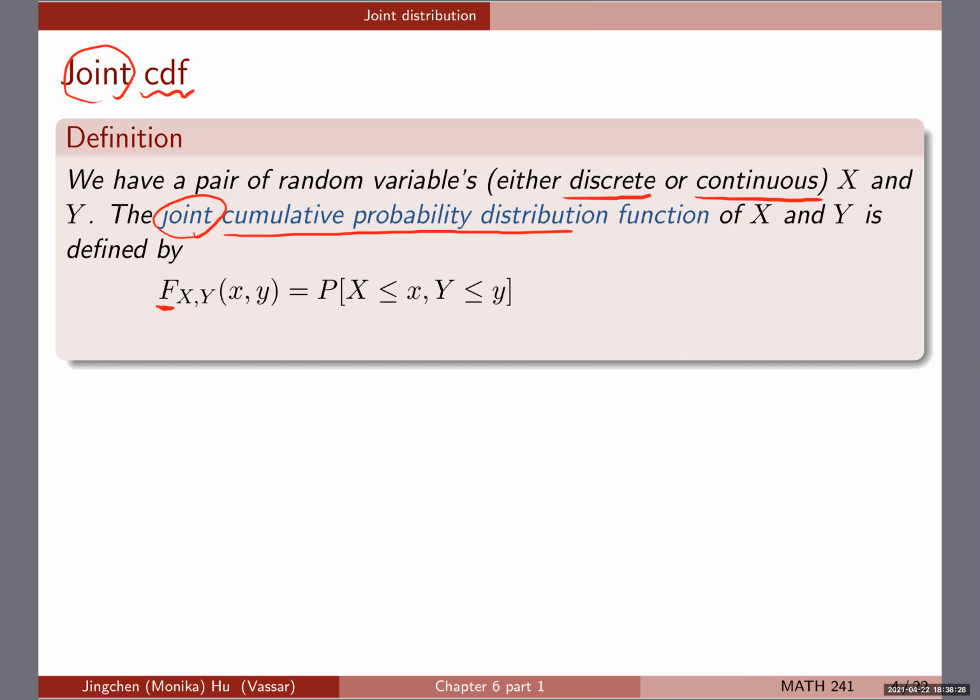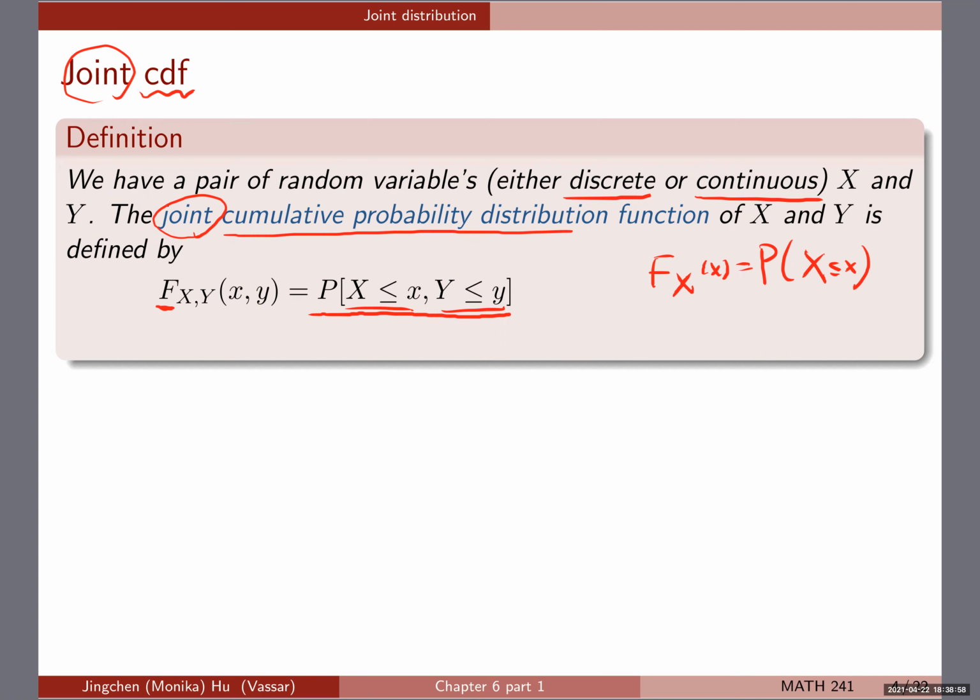The definition goes this way, actually pretty intuitive, hopefully. Remember in the past, if you're working with one variable, say F of capital X, what we do is the probability of the random variable being smaller than or equal to small x. So you do that for Y. Here, the definition goes that if we're working with a joint CDF, we are talking about the joint probability of both events happening. So that's what we mean by joint.